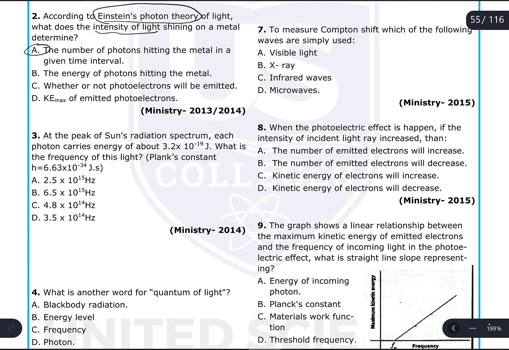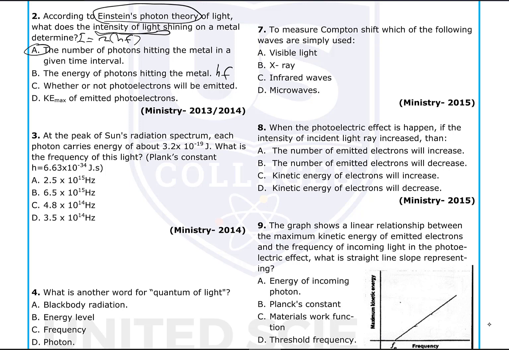B. Energy of the photons hitting the metal. Energy of the photon is not about intensity, it's about the energy of a single photon, which is represented by h times f. But the intensity of the light can be determined by the number of photons, so you should multiply hf by how many photons are striking the metal surface. So maybe you can say that n times hf is the intensity, determined by the number of photons multiplied by the energy of a single photon.